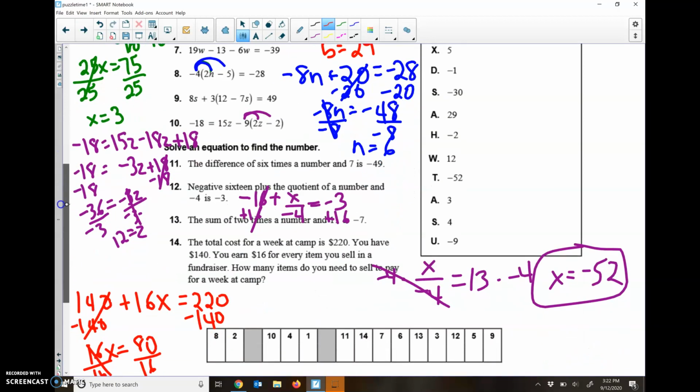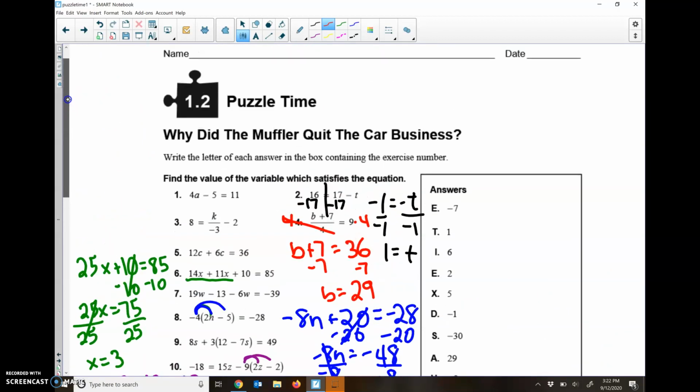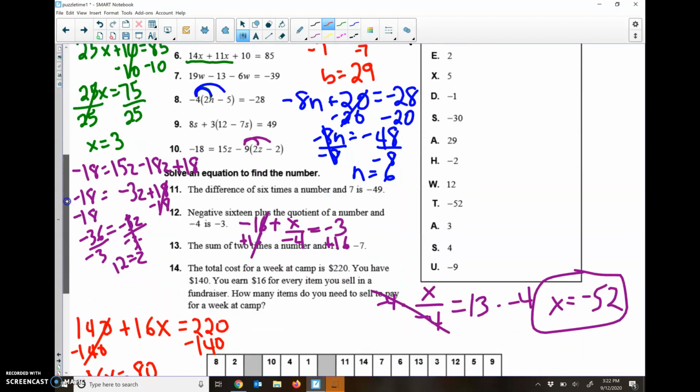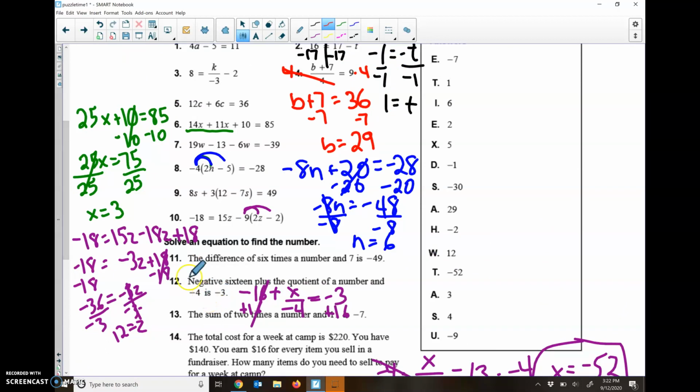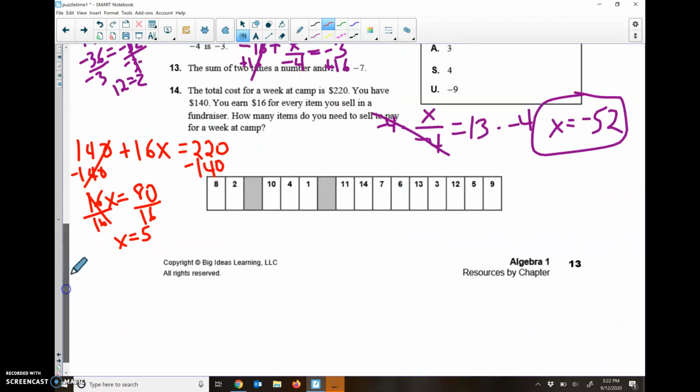So our joke for the day was, why did the muffler quit the car business? And I know we can't fill out all of them because we only did the evens, but I'll tell you right now, it quit the car business because it was exhausted. Ha ha ha ha. Get it? Because it's a muffler and it was exhausted.